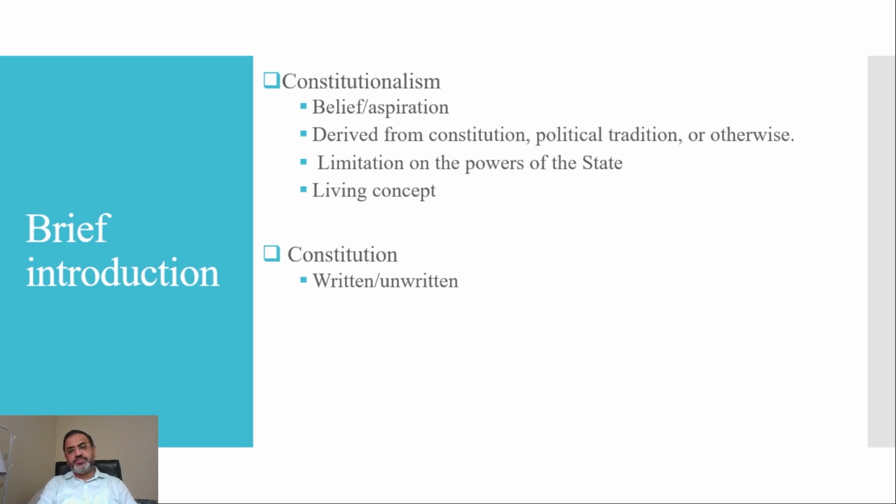Though we say that constitutionalism is derived from the constitution, at the same time we must know what a constitution is. A constitution is the supreme law of the land, which, apart from laying down the limitations on the exercise of sovereign power by the state, also provides for the fundamental structure of any given polity.